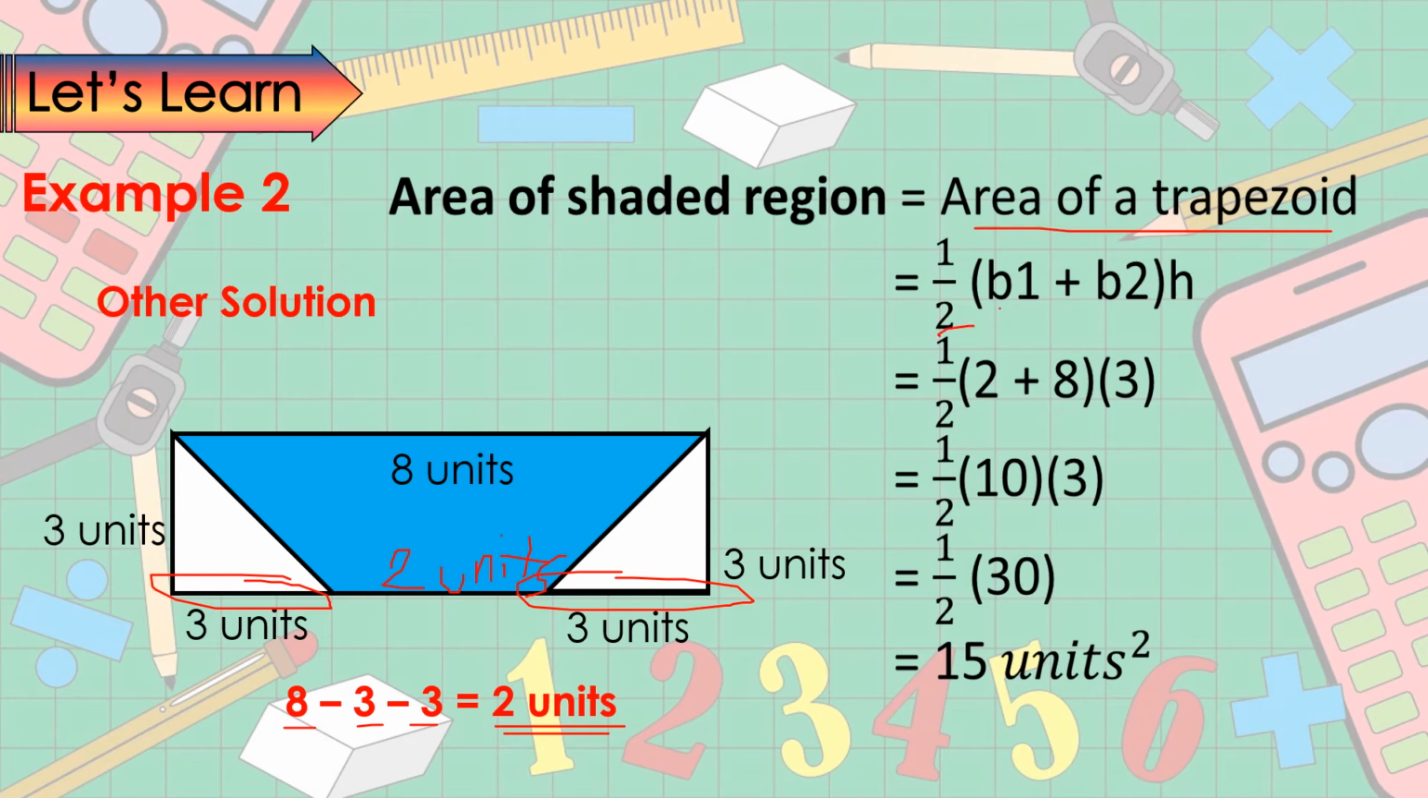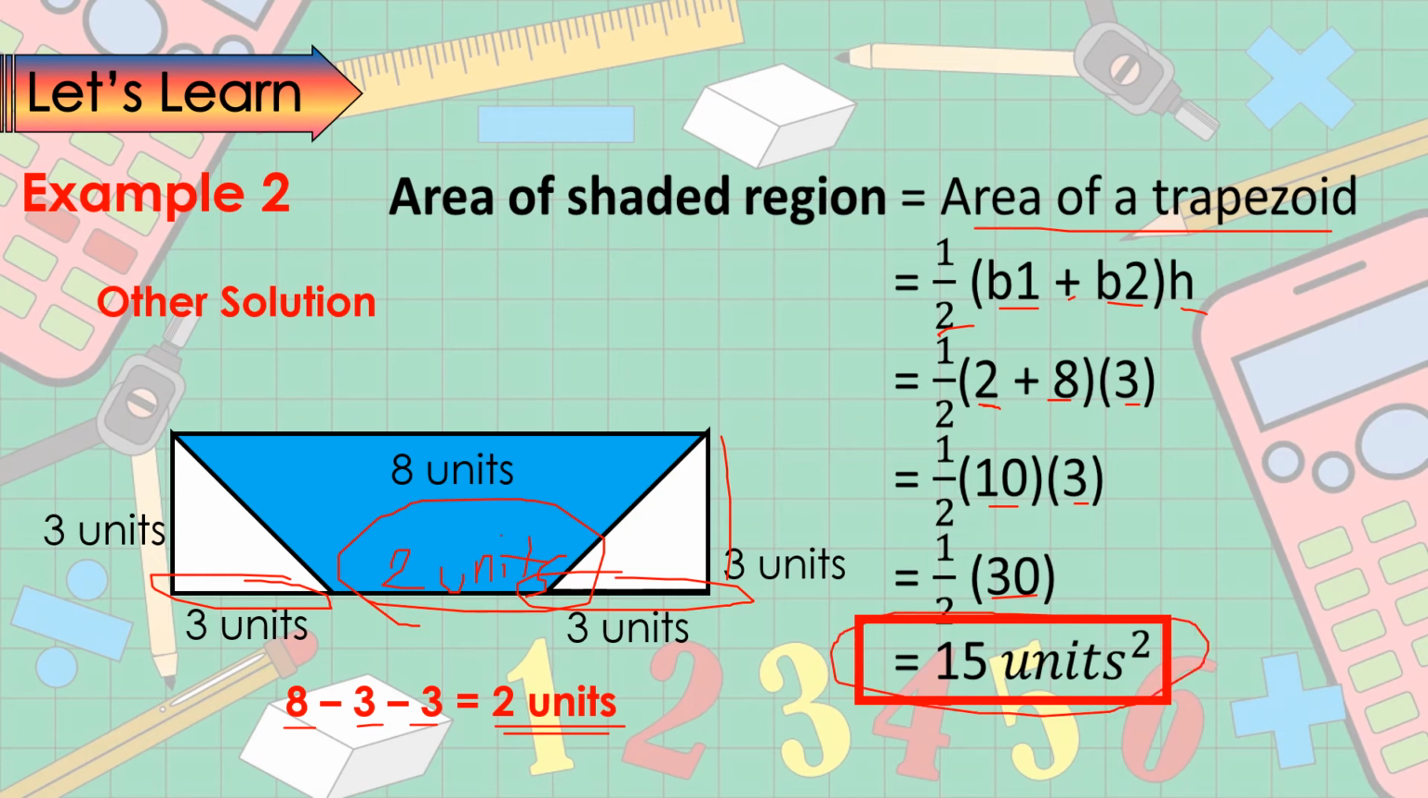1/2 times B1 or the first base plus the second base times H or the height. So we're going to substitute the values. 1/2 times 2. This is the unit that we got earlier here. So we have 2 plus 8 times 3 because our height here is 3. Still our height is 3. So 1/2, 10 times 3. So we have 30, and then 1/2 of 30, we have 15 square units.